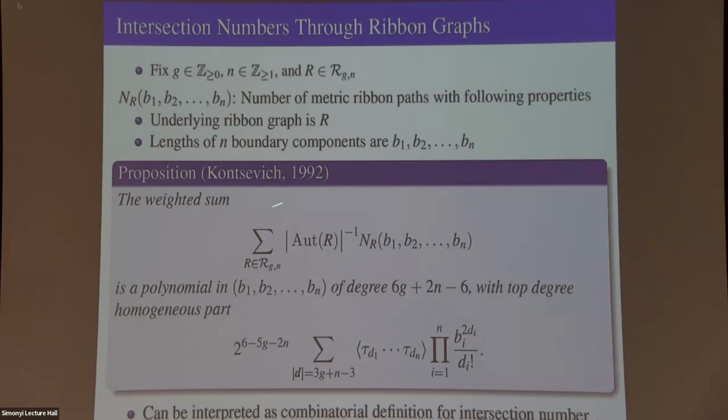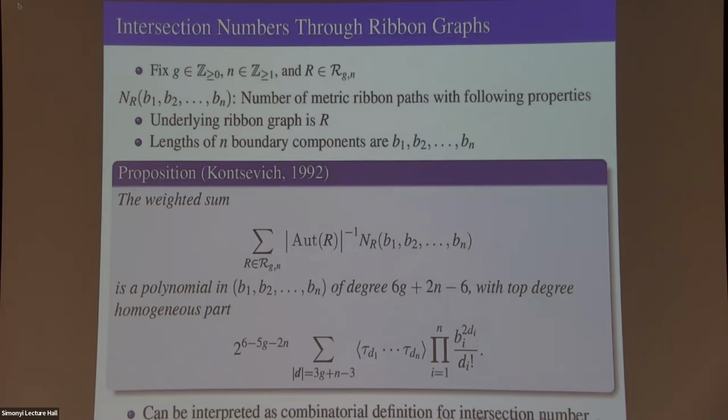Okay, so I can look at the sum now, which is a weighted sum. I sum over all trivalent ribbon graphs with integer edges. It's typical to divide out by the number of automorphisms. And the claim is that this is a polynomial in the b's of degree 6g plus 2n minus 6. And the top degree part is given by a polynomial whose coefficients are exactly the intersection numbers. So this gives you a way to algorithmically compute them, if you like. If you're able to actually compute this number, then you can compute the intersection numbers.